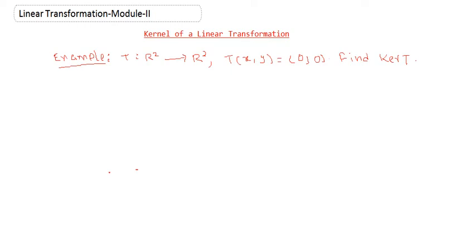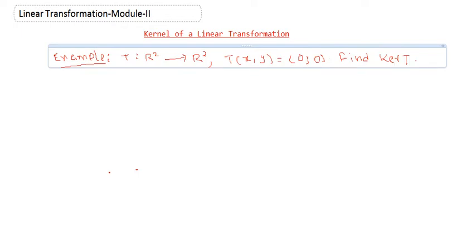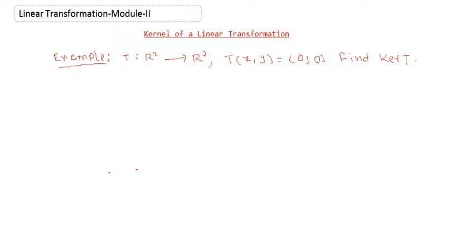Hello and welcome back. In this video we're going to see more examples where we find the kernel of a linear transformation. First, let's start with one of the easier examples. Here T is a linear map from R2 to R2, defined as T of (x, y) is (0, 0). So every vector of R2 goes to the zero vector of R2, and we have to find the kernel of T. So what was the kernel of T?